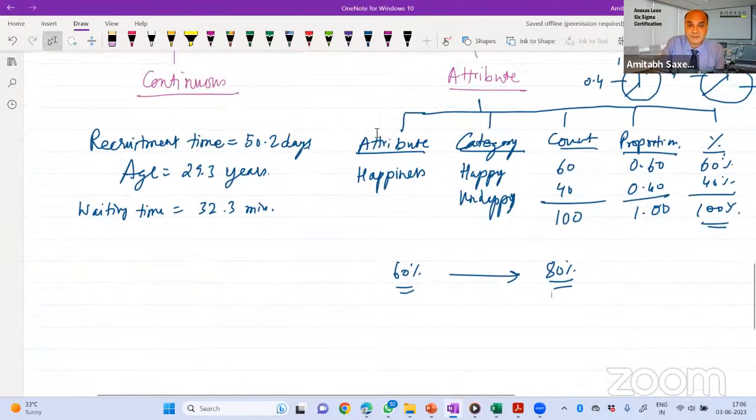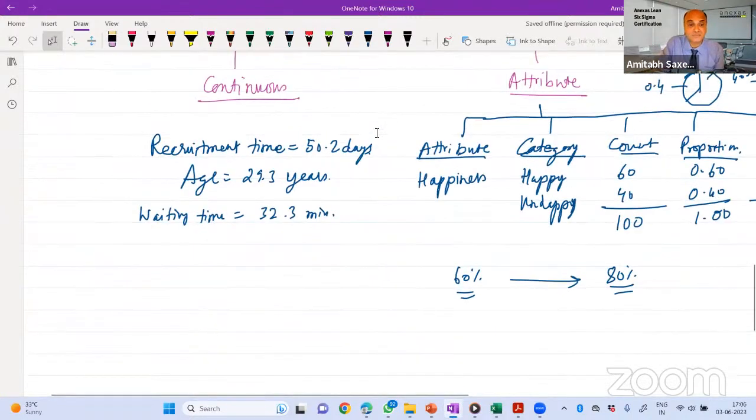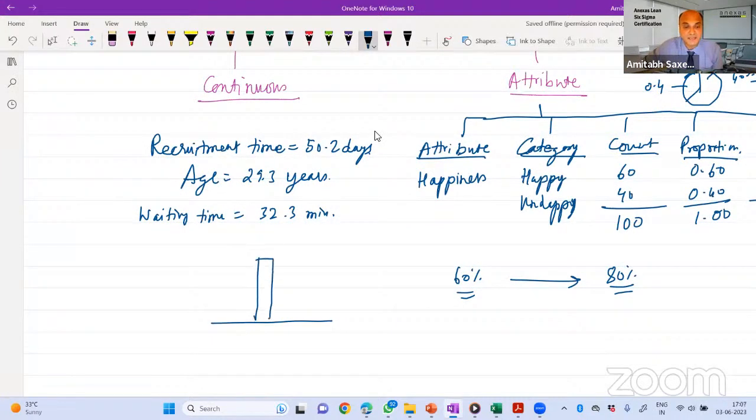Now, let me also tell you one more thing. When we are measuring in terms of continuous data, we will interpret this as a histogram. We can make a histogram. Histogram means historical graph. I collect the data, let's say age of my employees. You'll find that it always has an average, and it will always have a standard deviation.